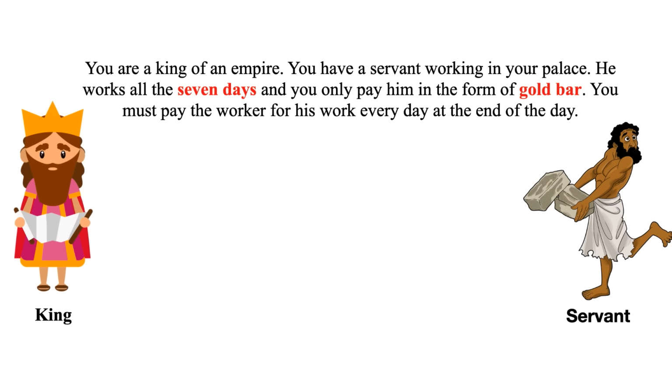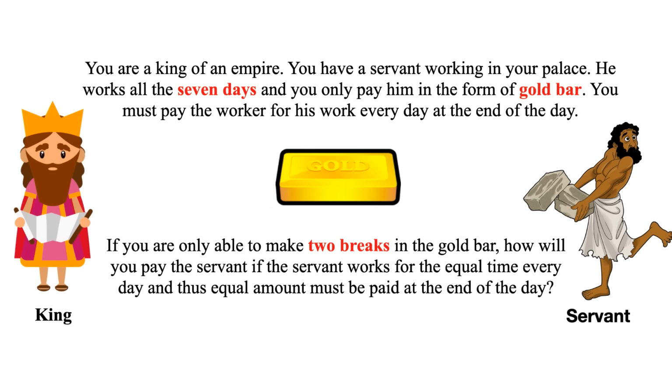You are a king of an empire. You have a servant working in your palace. He works all the 7 days and you only pay him in the form of a gold bar. You must pay the worker for his work every day at the end of the day. If you are only able to make 2 breaks in the gold bar, how will you pay the servant if the servant works for the equal time every day and thus equal amount must be paid at the end of the day?